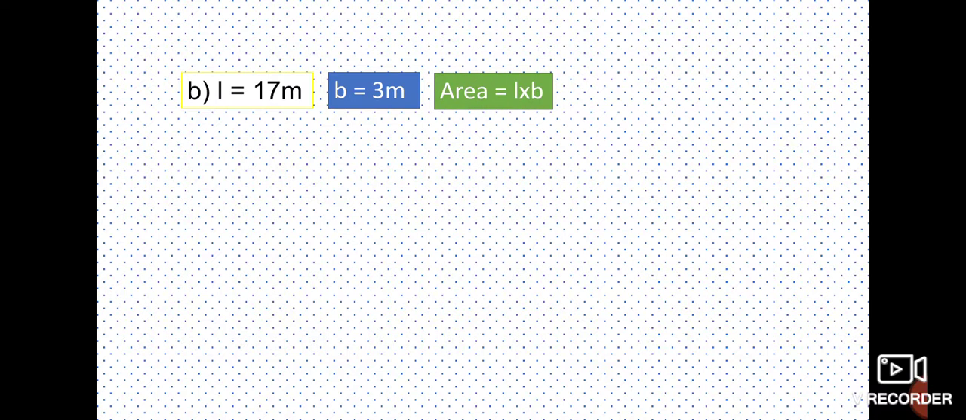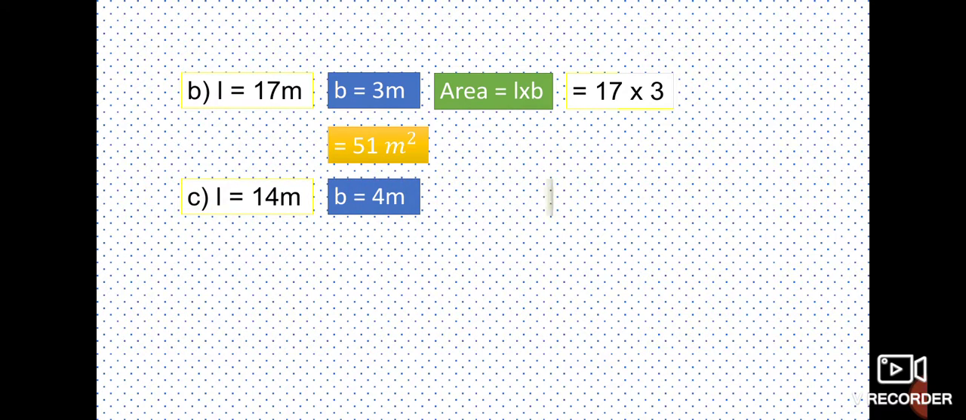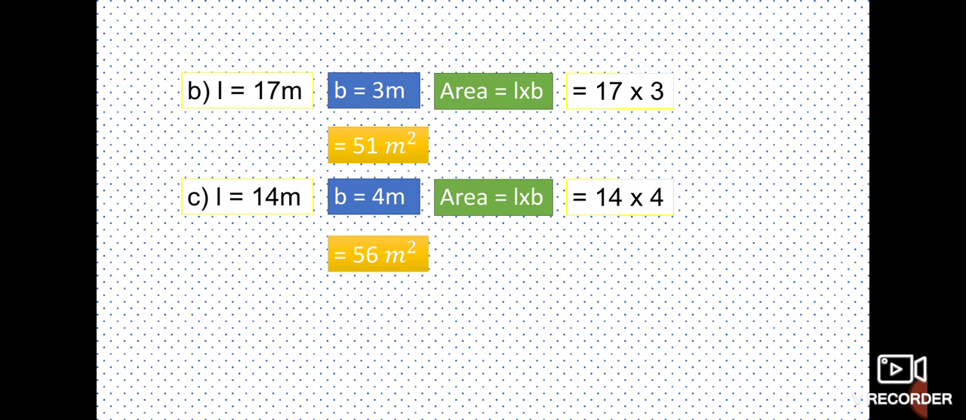Then let's see question B. Length equal to 17 meter, breadth equal to B equal to 3 meter, area equal to L into B, 17 into 3, 51 meter square. So, A has 54 meter square, B has 51 meter square. Then C equal to L equal to 14 meter, B equal to 4 meter, area equal to L into B, 14 into 4, 56 meter square.